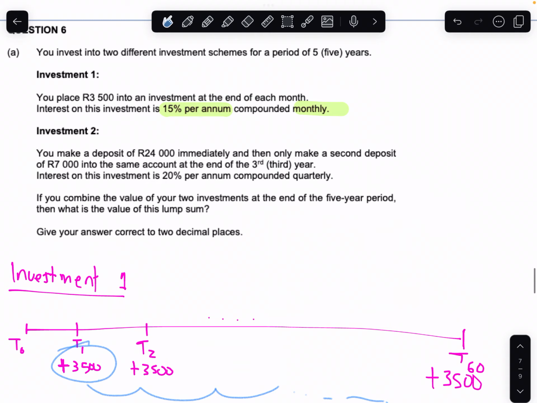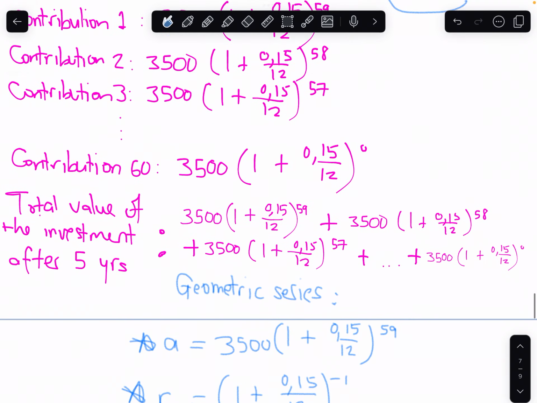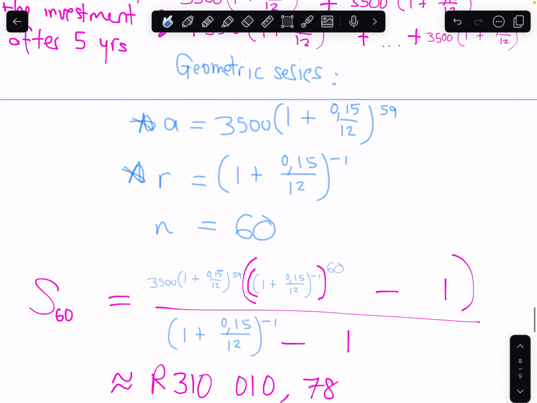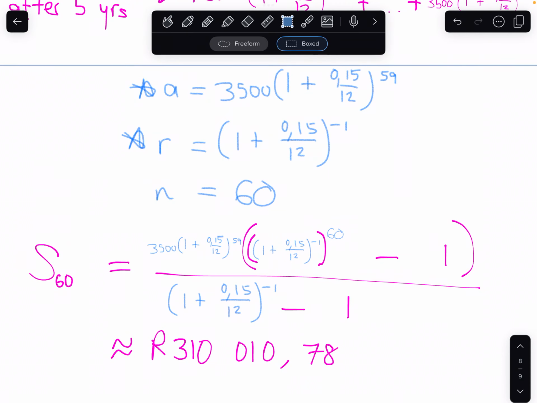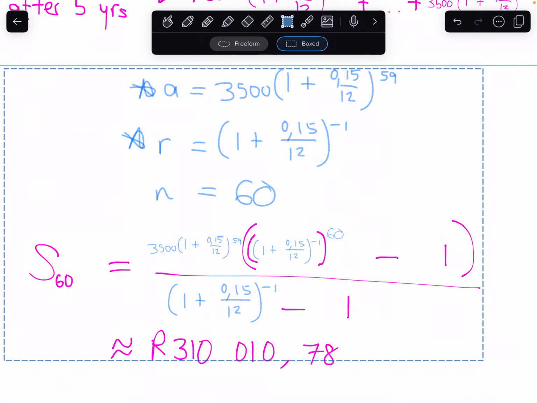So that was our first investment. I'm going to move everything down so that we can look at the second investment.